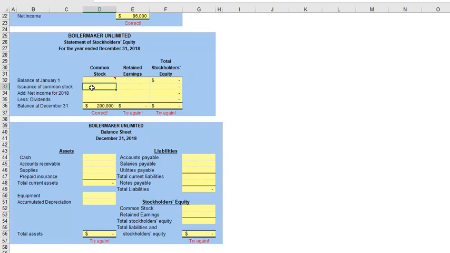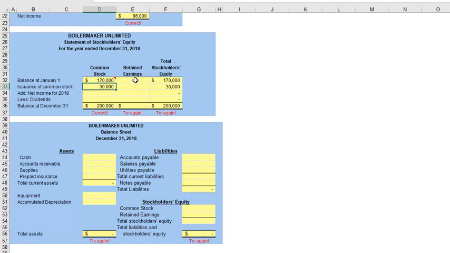And we know that we had issuances of 30,000. So we need to back into our beginning balance. So what we're going to have here is 170,000 as our beginning balance on January 1st. So we started with 170,000. We issued 30,000 for a total of 200,000. So we did have to do a little bit of working back to solve for that January 1st balance.